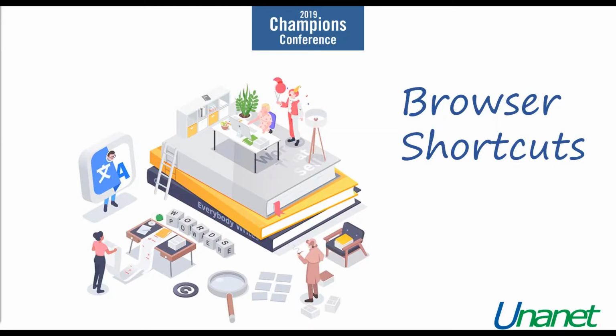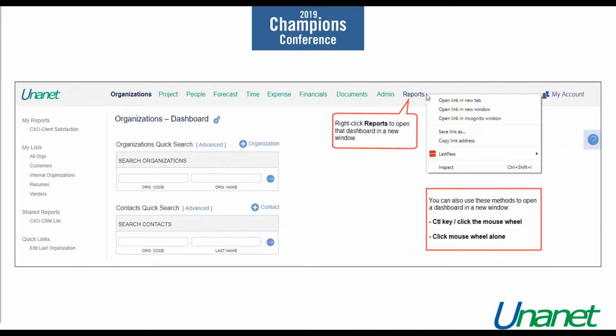We're going to start off first with browser shortcuts. Our first tip is to open new browser windows. So we've got a couple of ways to do this. The first way, as you see here on the screen, we can right-click on any dashboard name and select Open Link in a new tab. This is super helpful as you're going through and working in different areas of the system and you want to have different dashboards open.